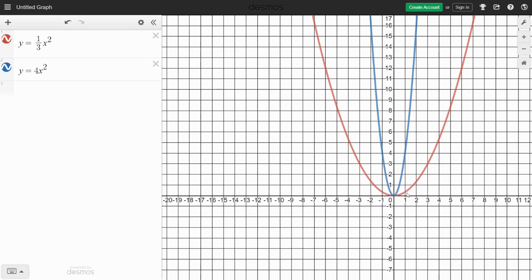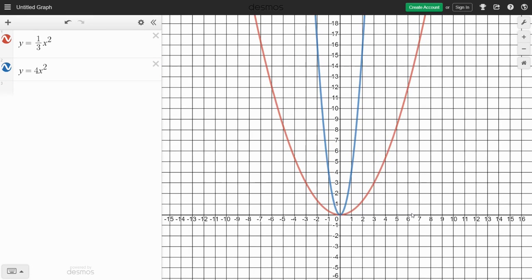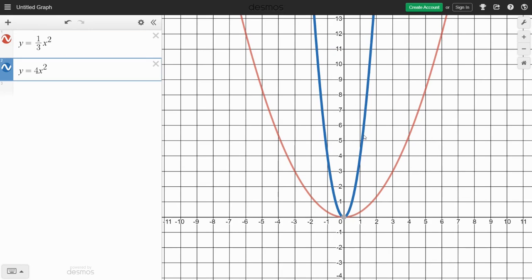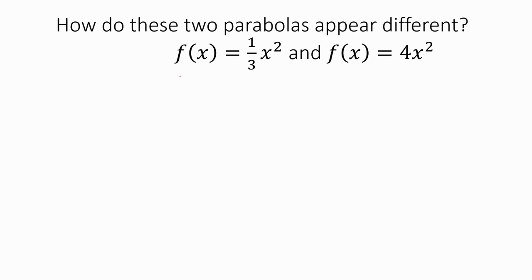Well, I noticed that they start at the same point. You know, they have the same domain and range. They have the same vertex. It's both the minimum. They open the same direction. The only difference that I see is that the red one is a lot wider than the blue one. And so I would say the red one is wider and the blue one is narrower.